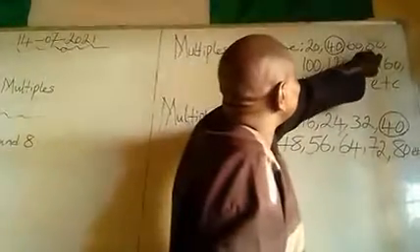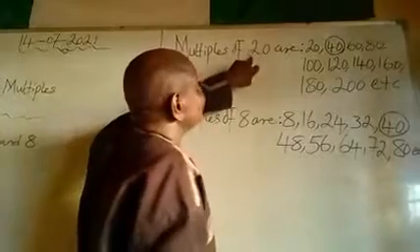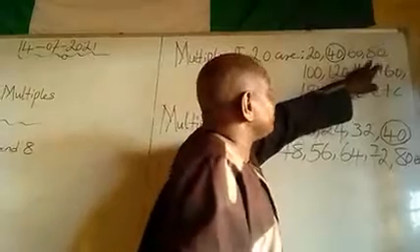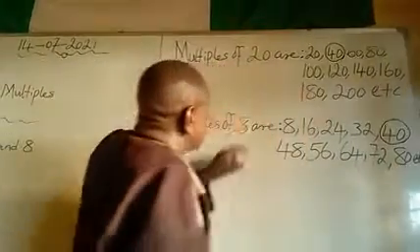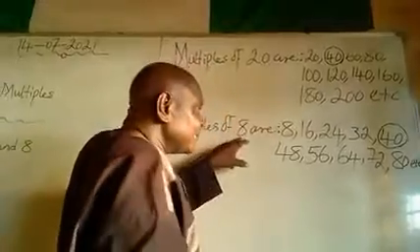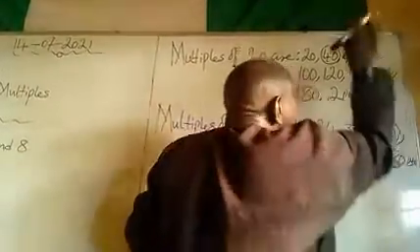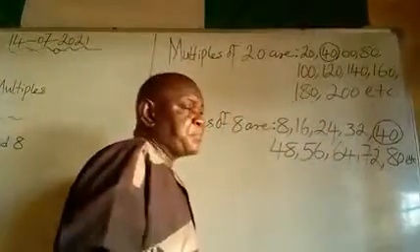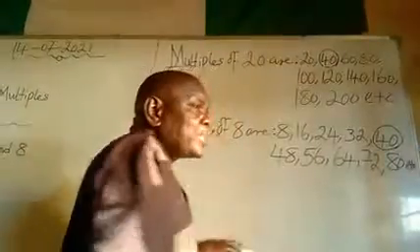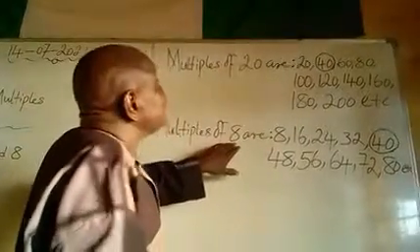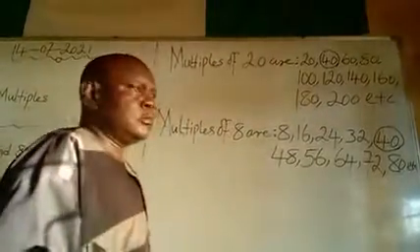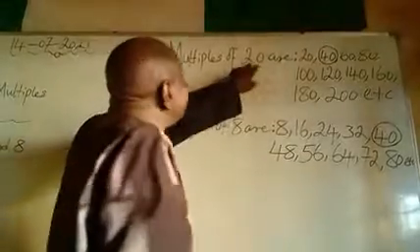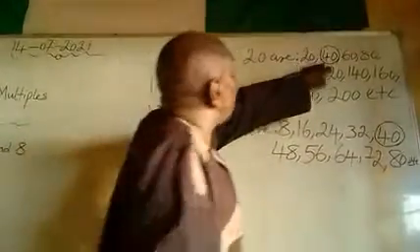Though we have 80 in the multiples of 20, and here we have 80 as one of the multiples of 8, 80 is not the least common multiple. The lowest common multiple of 20 and 8 is 40.